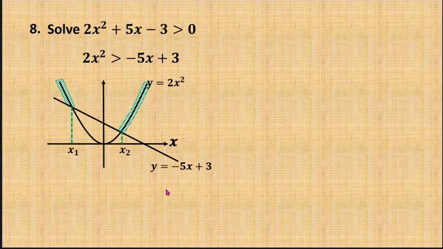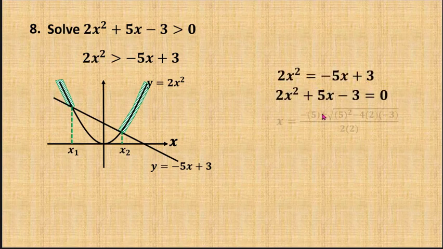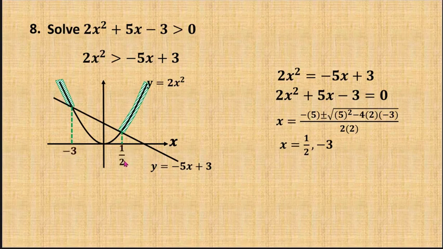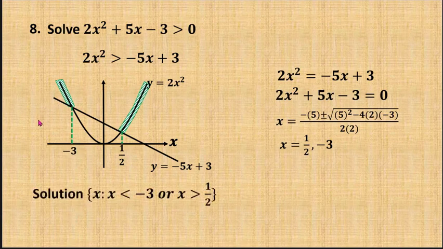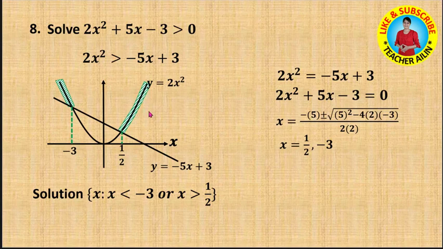To do this, simultaneous equations can be used. This will produce two values of x. One is 1 over 2 and the other one is negative 3. So, definitely the smaller value x1 is negative 3 and the bigger value x2 is 1 over 2. At the end, the solution is x less than negative 3 or x greater than 1 over 2.